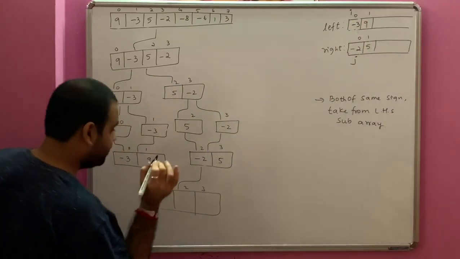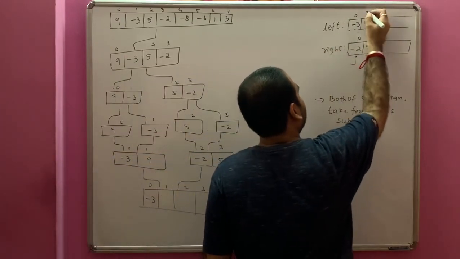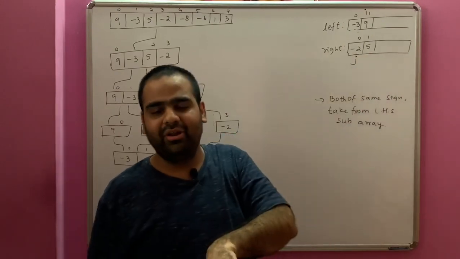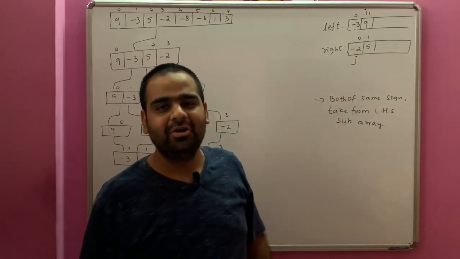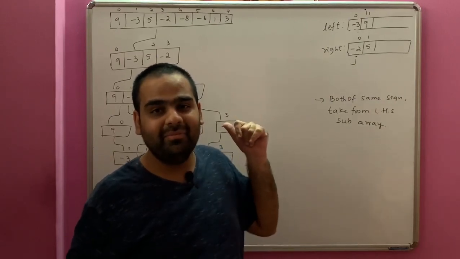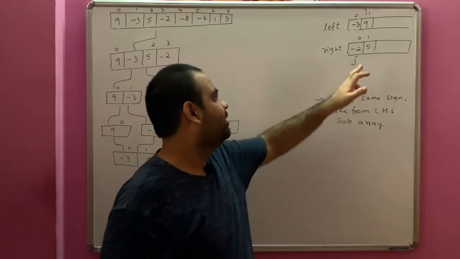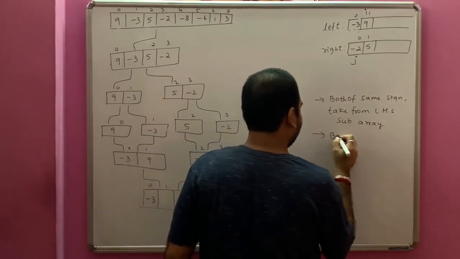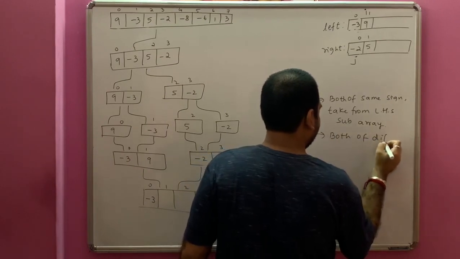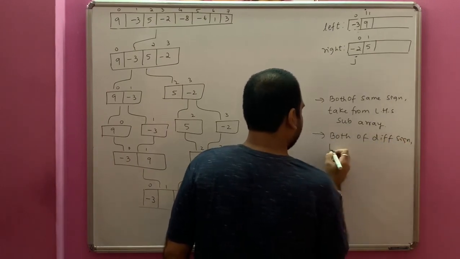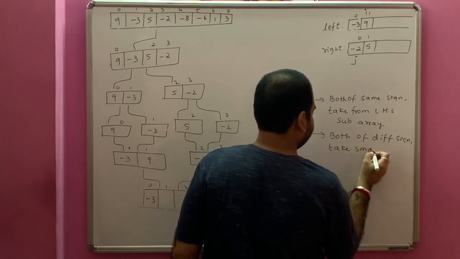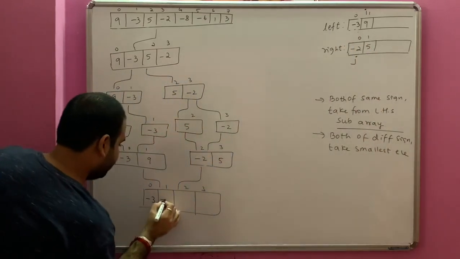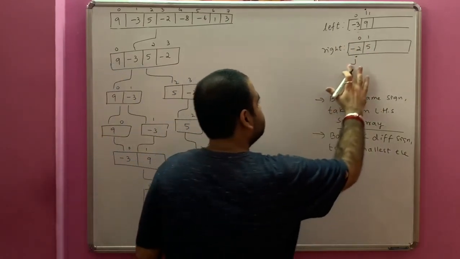Therefore you write minus 3 over here and we say I plus plus. We know that. Now are they both of different sign? No. If both are of different sign, then what do you need to do? You have to take the minimum element. Why the minimum element? Because you want it to be segregated. Are you getting it? If the numbers are of different sign, then take the smallest element. Now what is the smallest element? Minus 2. You take minus 2 over here. Fair enough. Next you say J plus plus.